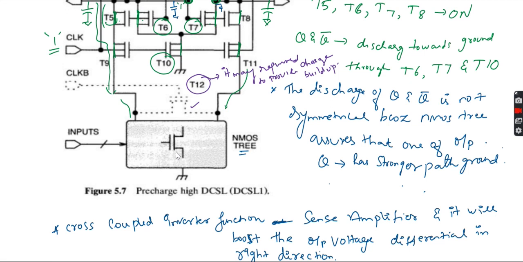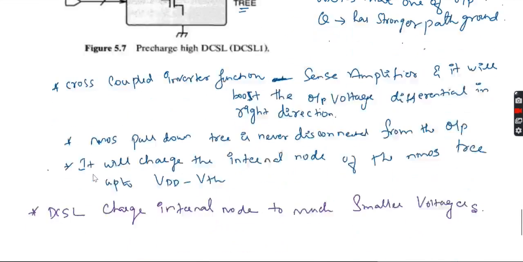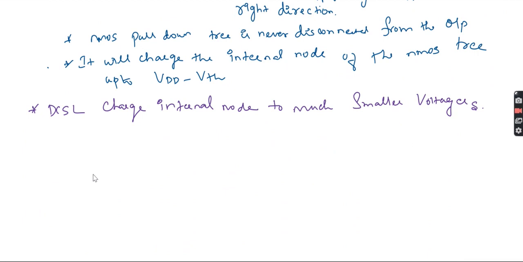However, we need to assure that one of the paths has a stronger pull down than the other. Any one of the paths will be stronger, actually, to allow the DCSL gate to evaluate its input. So on the completion of the evaluation phase, there is no static current path.